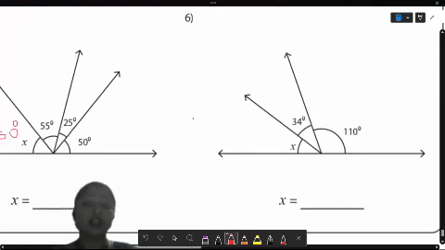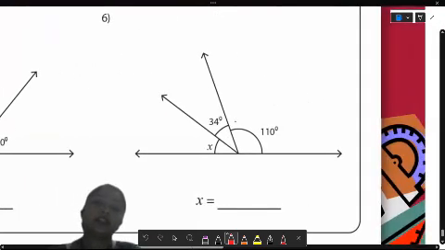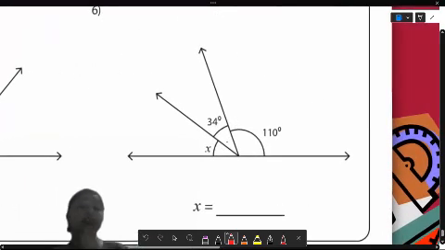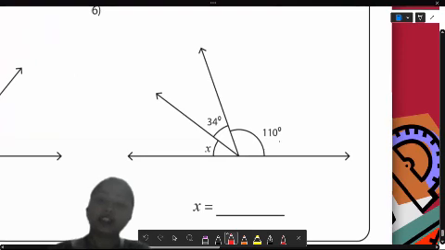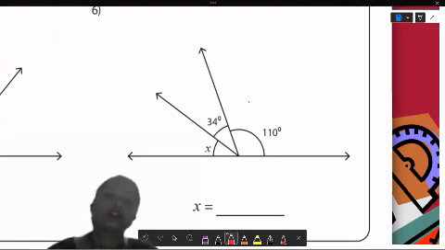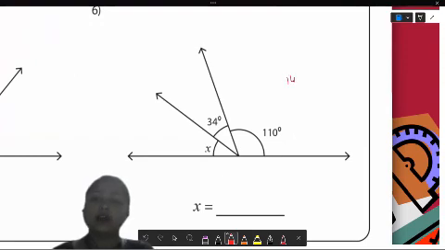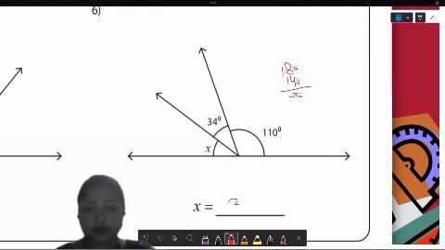Let's move on to the last question. So here it is. This one is 110. This one is the easiest of them all. This is 110 degrees. This is 34 degrees. So 110 plus 34 is going to be 144, right? Now, if you take away 144 from 180, how much is going to be left? So it's 36, right? So the answer is 36 degrees.